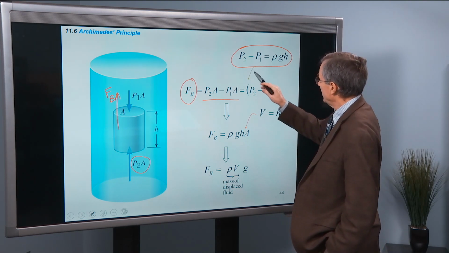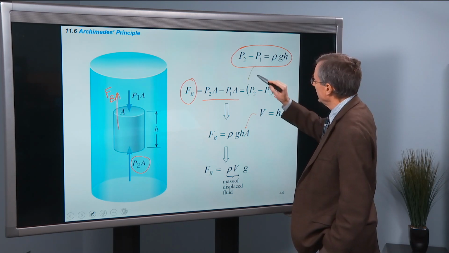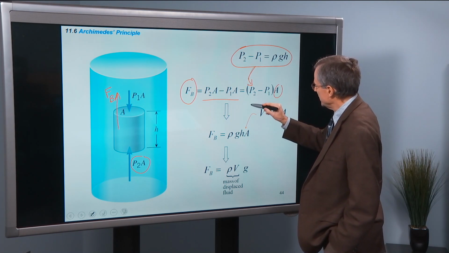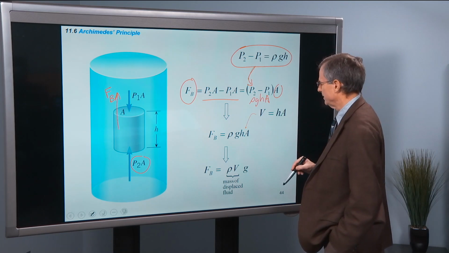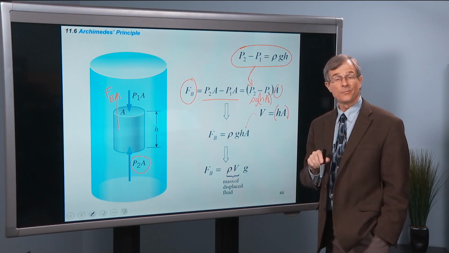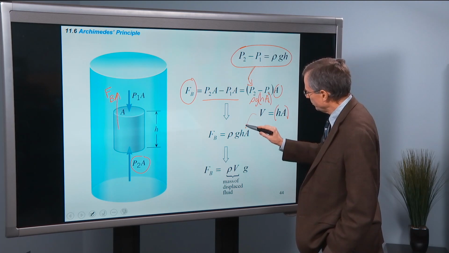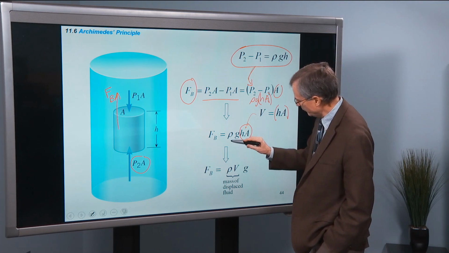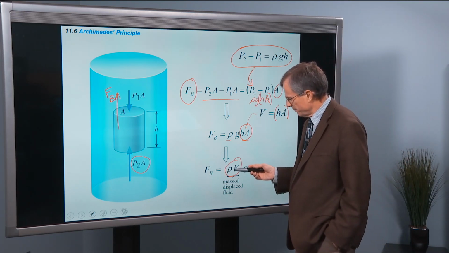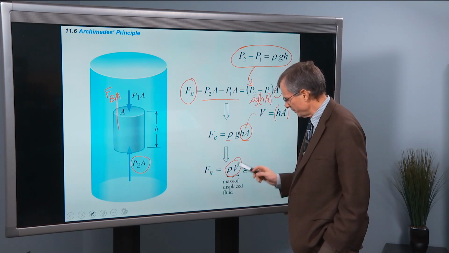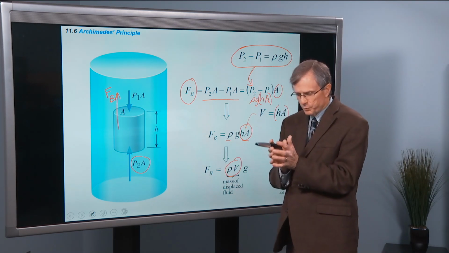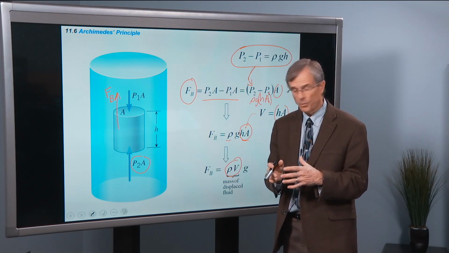And if we factor out an area and we substitute P2 minus P1 as rho GH, then we'll get rho GH times the area here. And we recognize H times area as the volume. So we're going to put a volume in here. So we'll have a rho, we'll have a volume, and we'll have a G. And this rho times the volume is the density of the water, rho, times the volume of the water displaced by this cylinder. It's how much water you've pushed out of the way by putting this cylinder into the water.